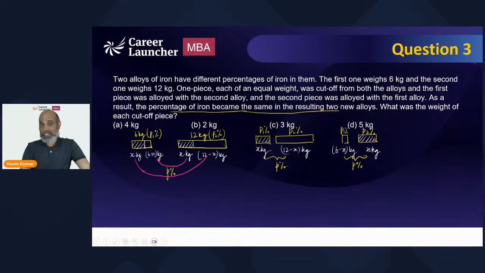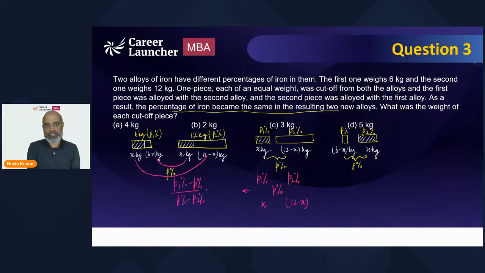Now it will be preferable if you use alligation. If we use averages, we will have to bring in a lot of calculation. We'll have to cross multiply and everything. So if I use alligation over here, P1 percentage and P2 percentage result in P percentage if X kg of the first alloy and 12 minus X kg of the second alloy are mixed, right? So from here, using alligation, we can say P1 percentage minus P percentage divided by P percentage minus P2 percentage results in 12 minus X upon X.